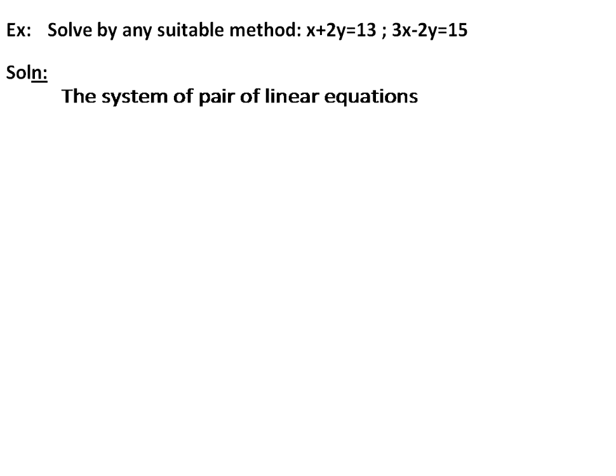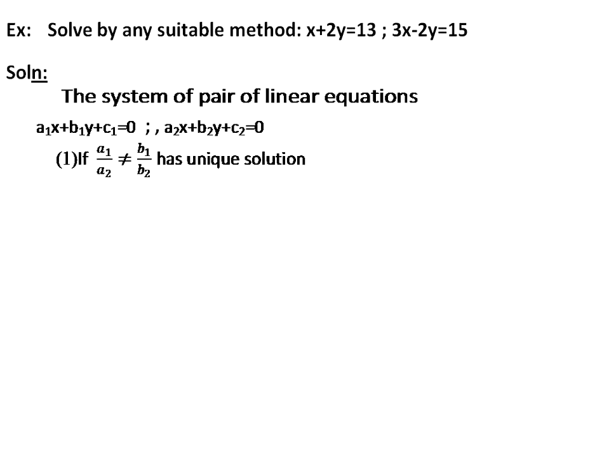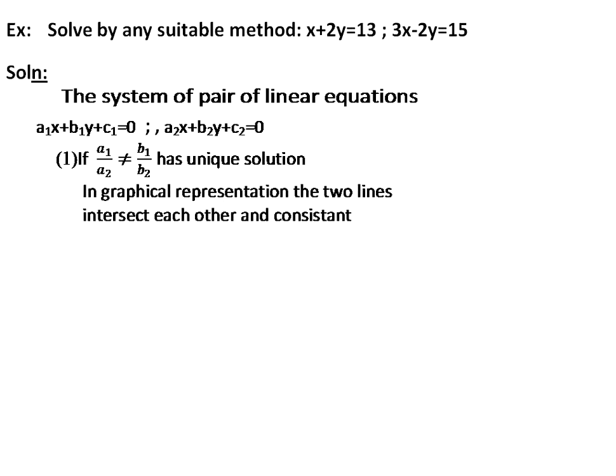The system of pair of linear equations: a1x plus b1y plus c1 is equal to 0, and another equation a2x plus b2y plus c2 is equal to 0. First condition, if a1 by a2 is not equal to b1 by b2, it has a unique solution, meaning only one solution. In graphical representation, the two lines intersect each other and are consistent.